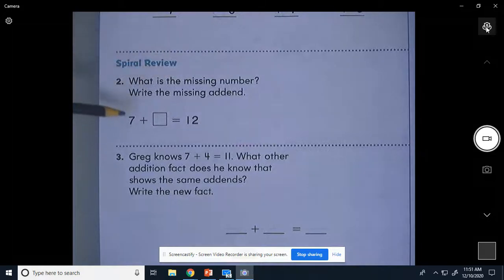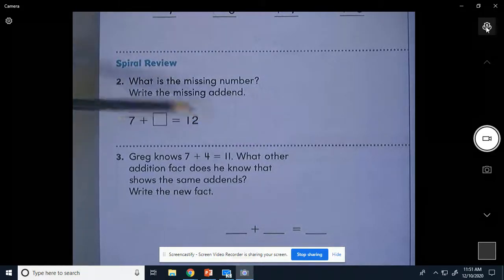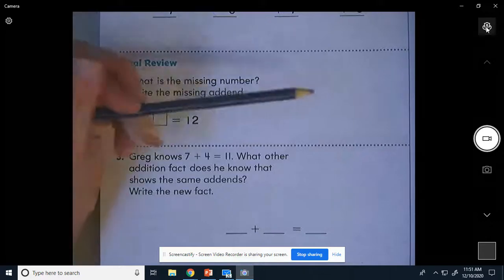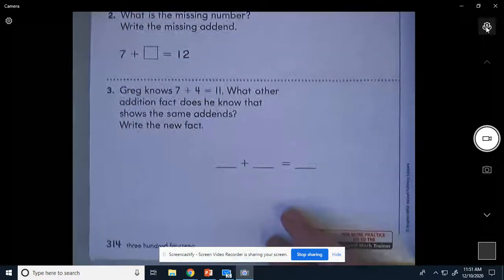What is the missing number? You know how to do this. 7 plus what is 12? How many more do you need to make 12? You can draw a picture if that helps you.